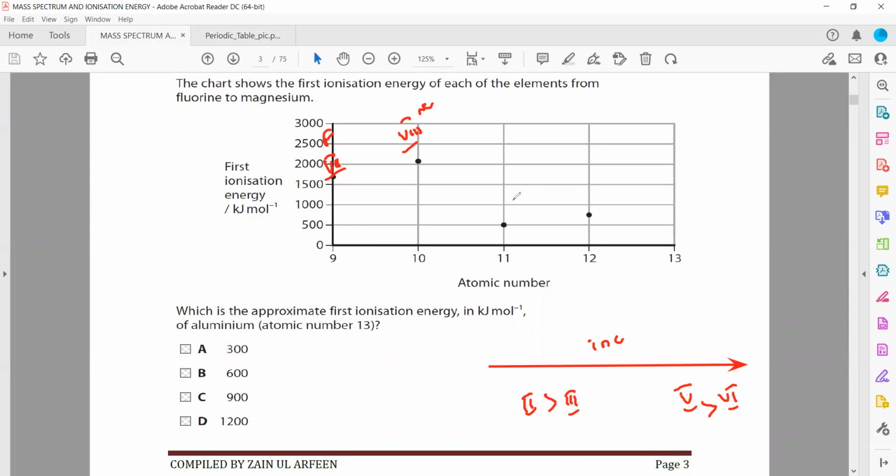So this will be group 1, then group 2, then moving from group 2 to group 3. Generally, this is a general trend that ionization energy increases, but there are 2 contradictions. One is between group 2 and 3, another one is group 5 and 6. So what should be the ionization energy?